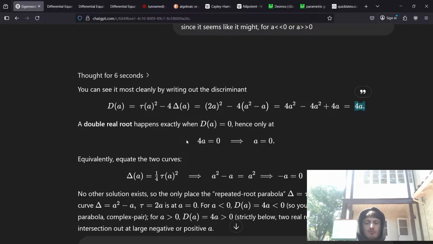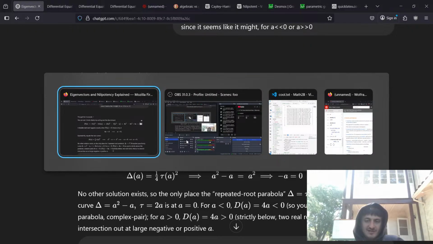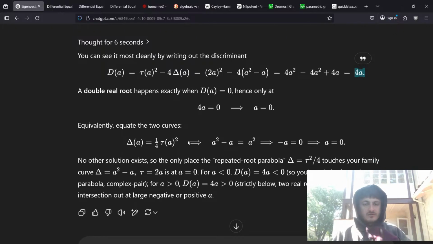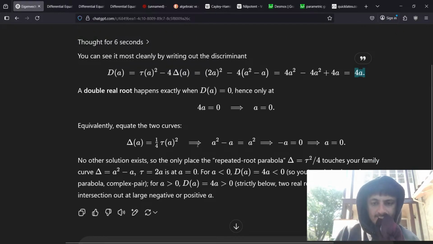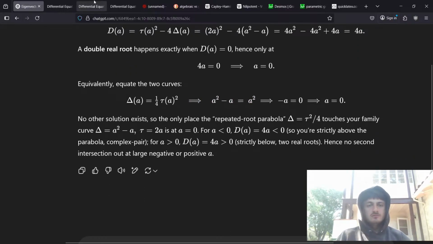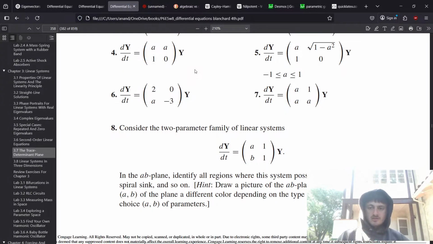So we actually got the right graph. I actually did get the right graph. So the graphs only meet at a equals 0. Okay, cool. All right. So that was 7.